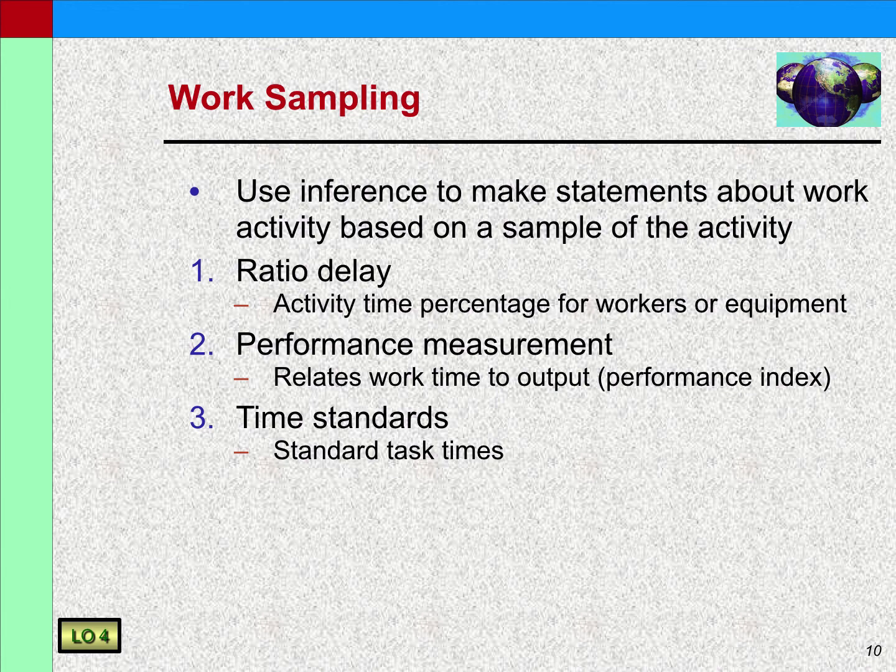An example is to estimate the percentage of time that a machine is idle. Secondly, performance measurement to detect the performance level of a person or a group in relation to the standard performance. And thirdly, time standards or standard task times for the performance of a specific activity or task.